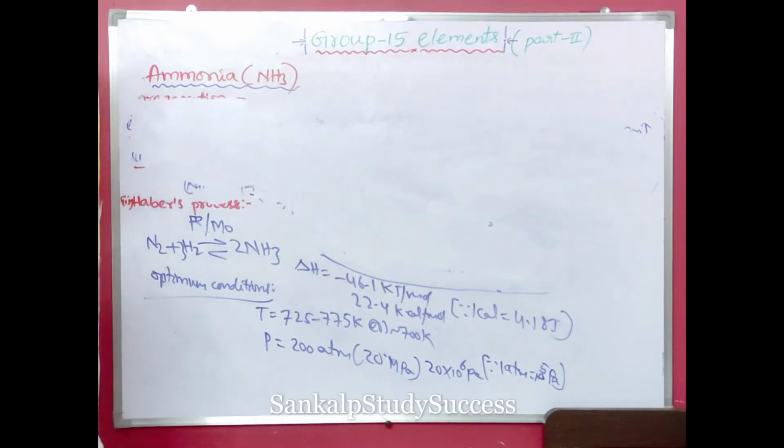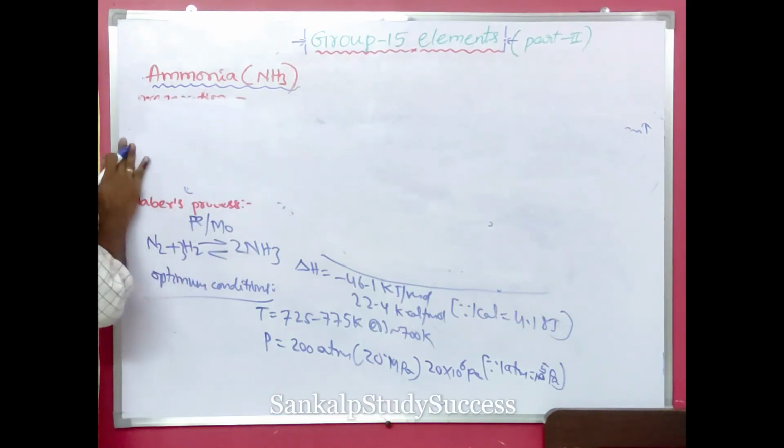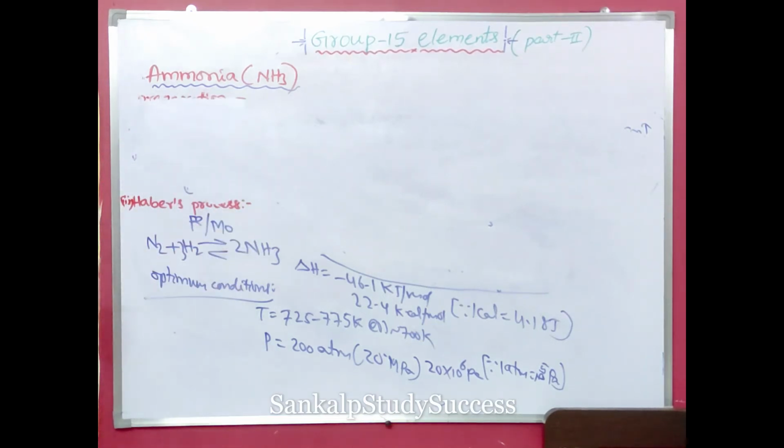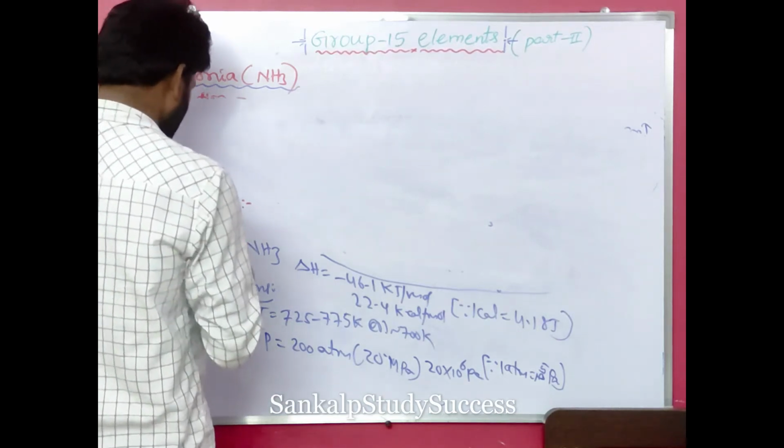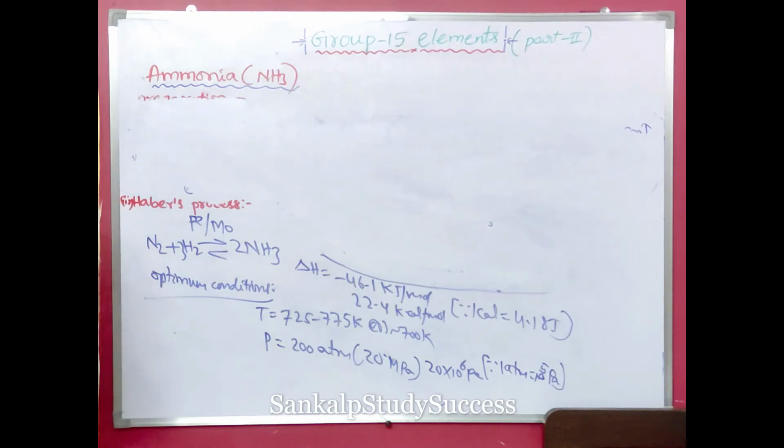These are the optimum conditions, the pressure and temperature. Here the catalyst is iron with molybdenum, used in the earlier days. Iron acts as the catalyst and molybdenum acts as a promoter. But nowadays, this is the flow chart of ammonia.